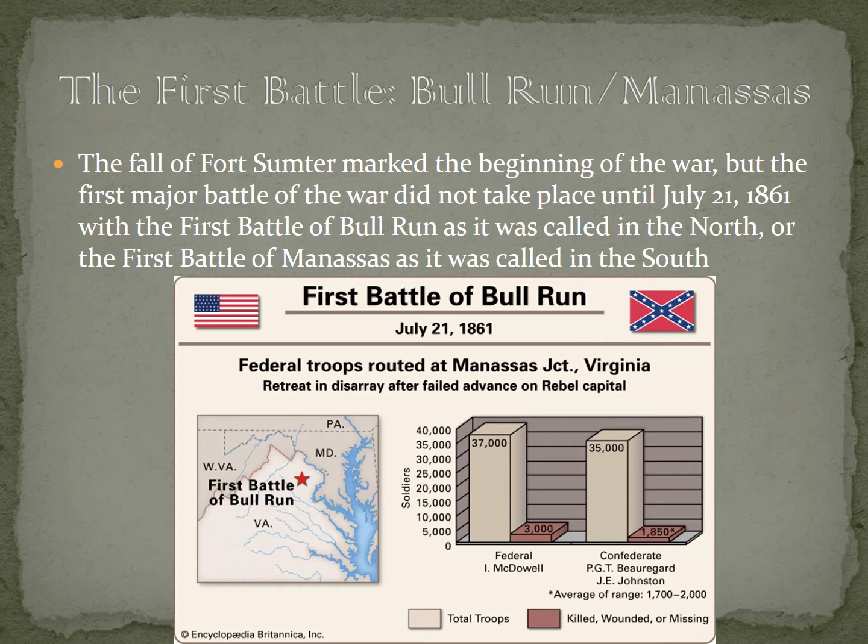Now we see on this image, it says Federal troops routed at Manassas Junction, Virginia, retreat in disarray after failed advance on rebel capital. Just a gist here, the First Battle of Bull Run is an interesting conflict because initially it appears as if the Confederacy is going to lose. In fact, very quickly, the Union Army takes the advantage. At one point, Union soldiers say, hey, the war's over. Look at the rebels, they're running away. The Confederacy has lost. Some people spend some time to pick up souvenirs because they think that the war is going to be over.